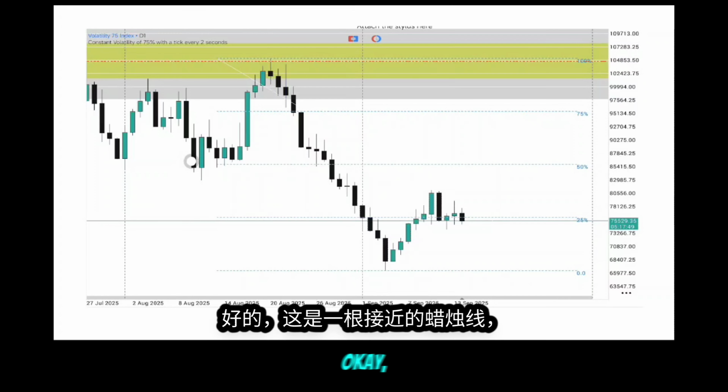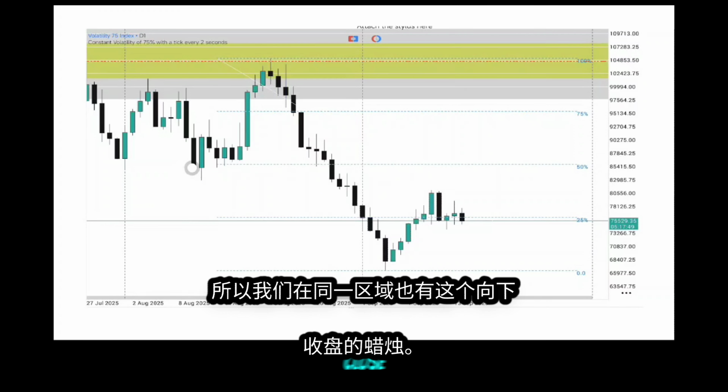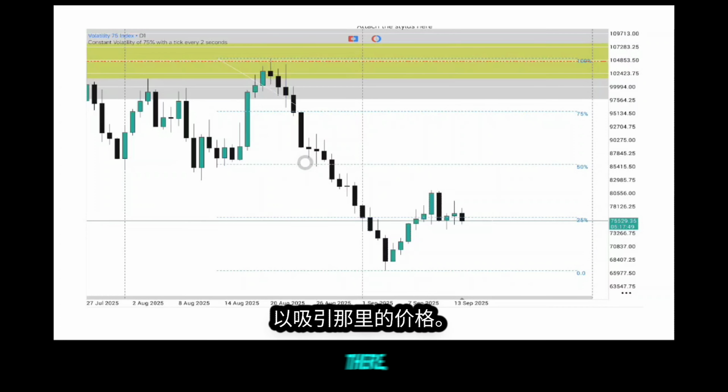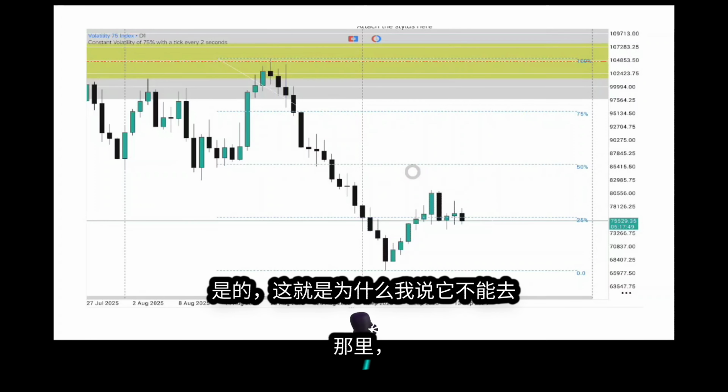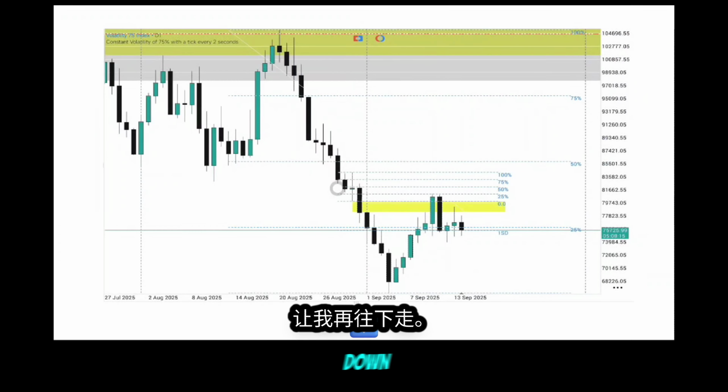Okay, and coupled with the fact that it is resting around this area, we have some breakers right in here. This down close candle is the lowest down close candle before the rally up here. So we have this down close candle also at around the same area, which is also going to act as a magnet to attract price there. Yes, this is why I say it can go there, but why can't it also go there? Now watch this. Let me go down further.